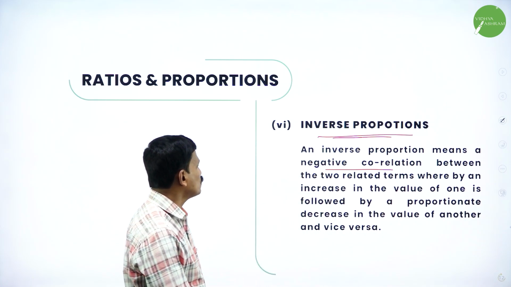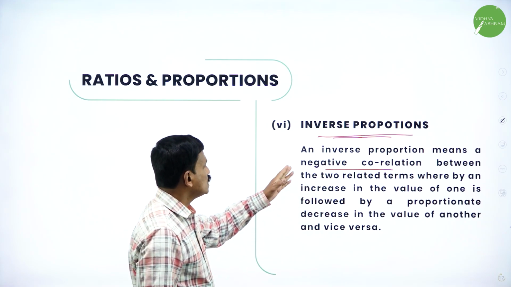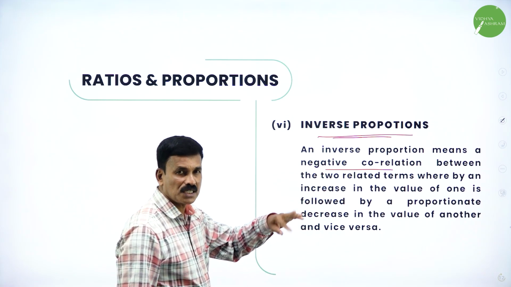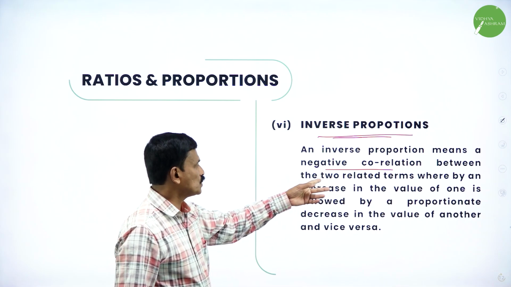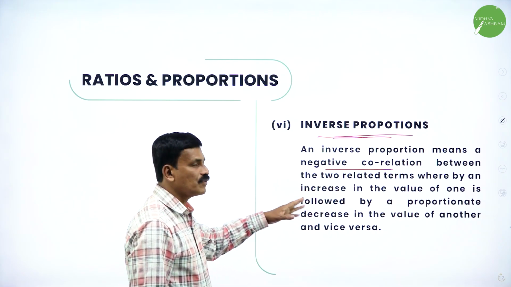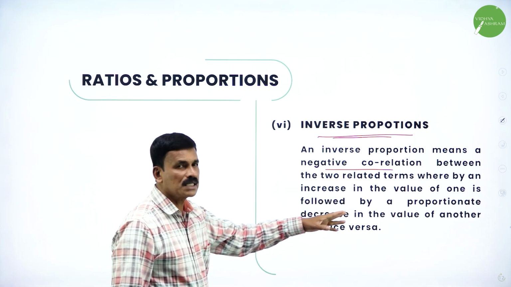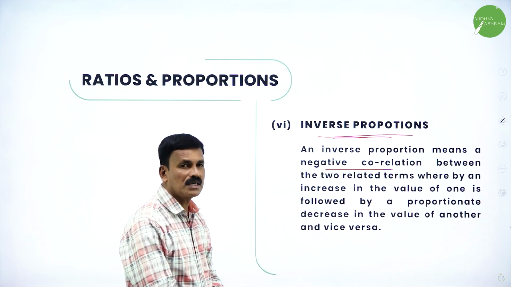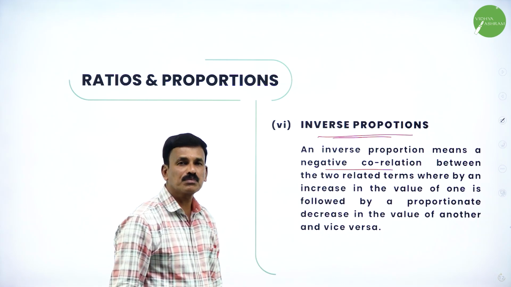Very important concept. An inverse proportion means a negative correlation. It's a negative correlation between the two related terms whereby an increase in the value of one is followed by a proportionate decrease in the value of the other one, and vice versa, is called an inverse proportion.